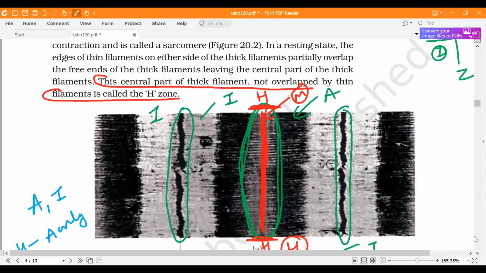Yes or no, beta? Clear? Got this much? Yes, sir. Rahi, what is this band over here?